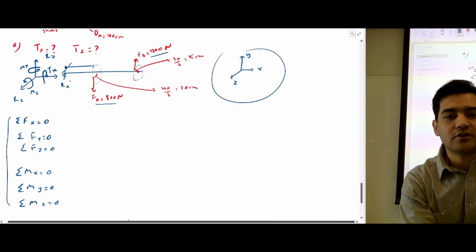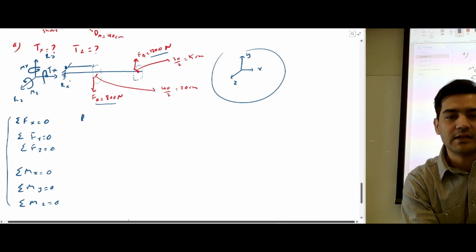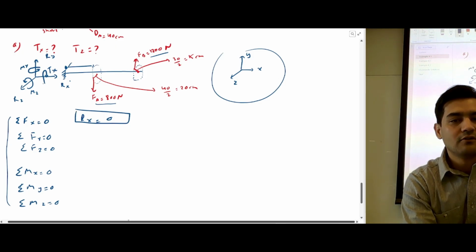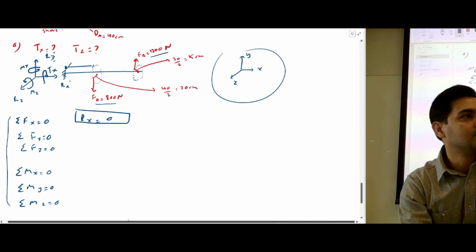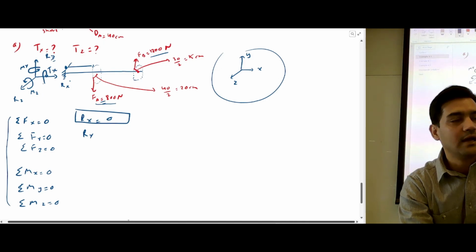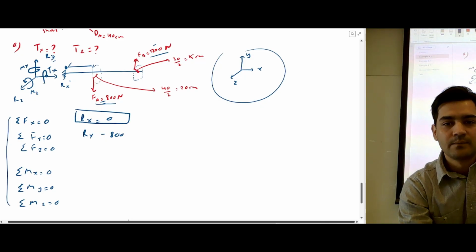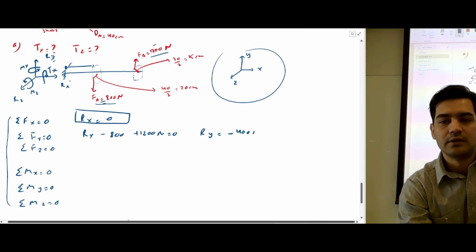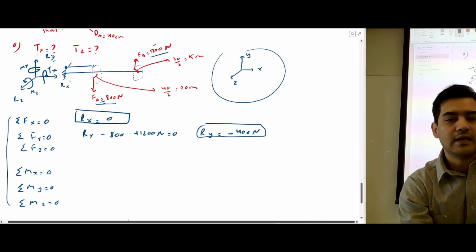If you do summation of forces along the x-axis equal to 0, how many forces are there along the x-axis? I cannot see any force other than Rx, so Rx is equal to 0. If you do summation of forces along the y-axis equal to 0, this is the reaction force acting along the y-axis, Ry. This force is negative 800 because it's downward. This force is positive 1200 Newton. So Ry is going to be negative 400 Newton. That's the answer for reaction Y.